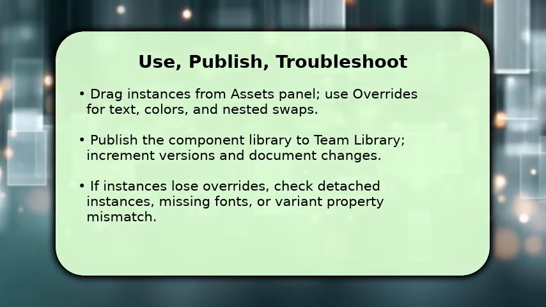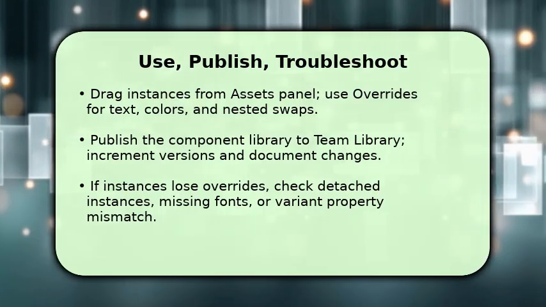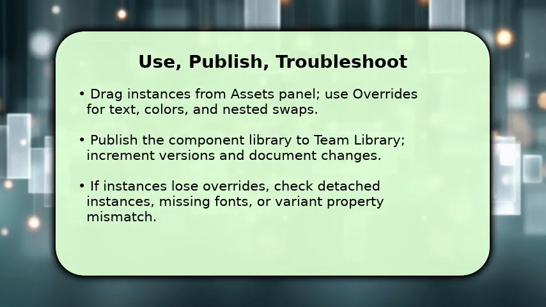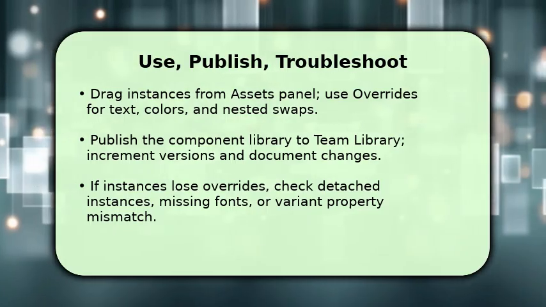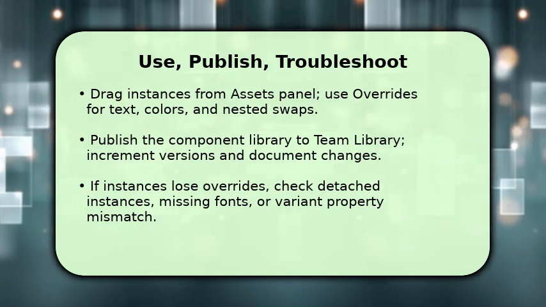If something goes wrong, like lost overrides or unexpected layout shifts, inspect whether an instance was detached, if fonts or styles are missing, or if a variant property name changed. Then restore or reapply the correct variant.